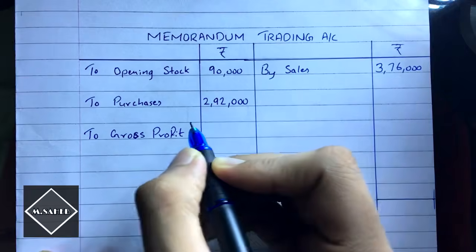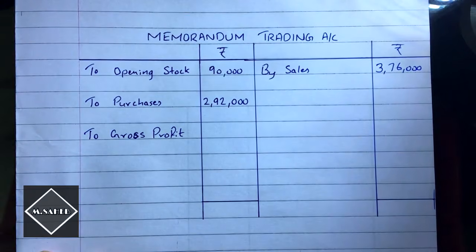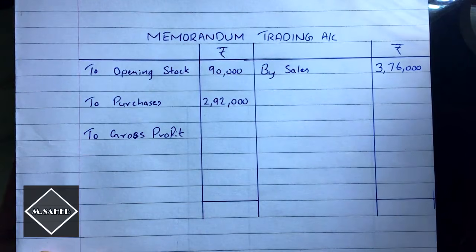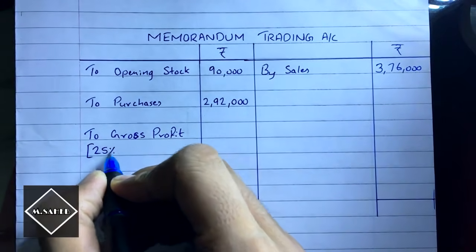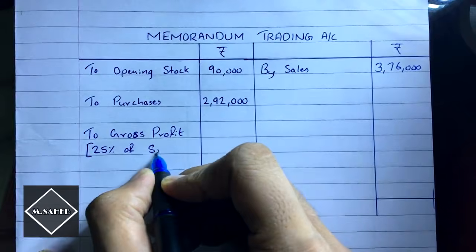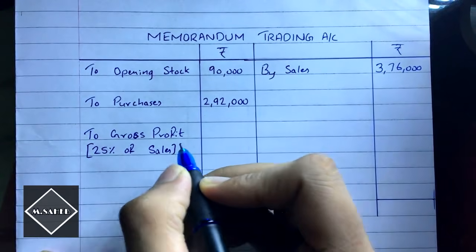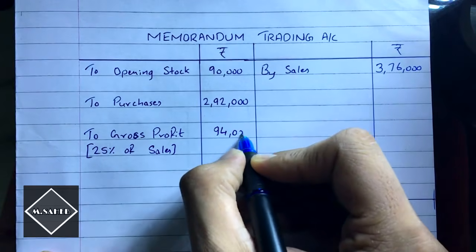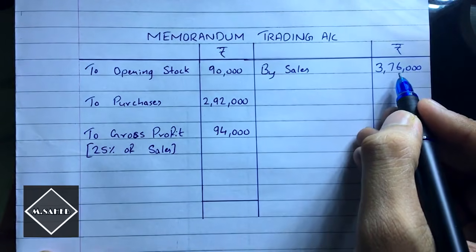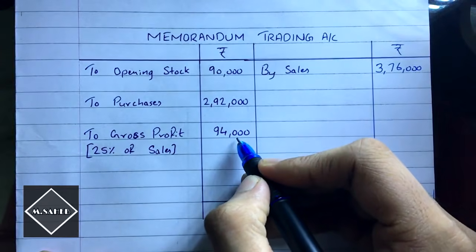To find the gross profit, we need to see the GP rate, and the GP rate is given in the question as 25%. So 25% of sales is equal to 94,000. 25% of this sales is equal to 94,000.